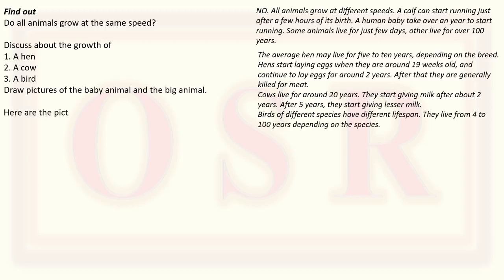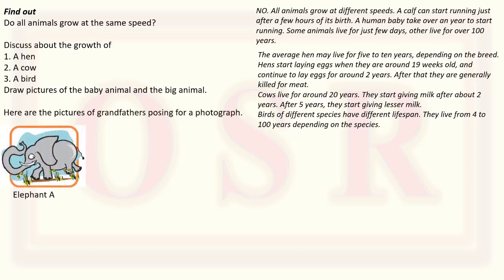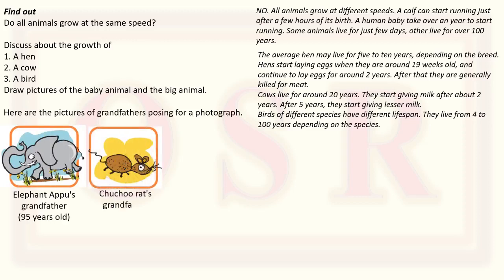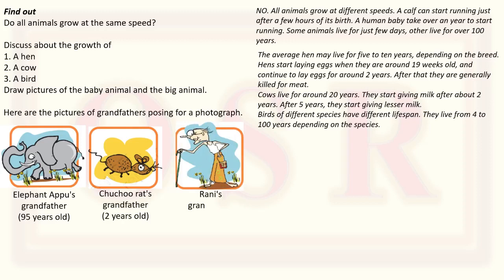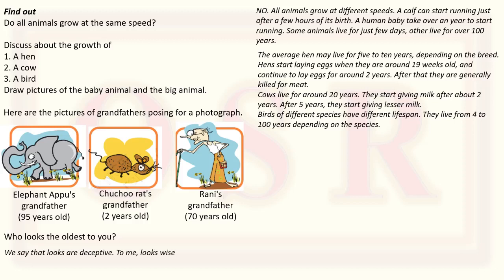Now here are the pictures of grandfathers posing for a photograph. Okay, now this is elephant Appu's grandfather, who is 95 years old. Chuchu rat's grandfather is 2 years old, and Rani's grandfather is 70 years old. Now who looks the oldest to you? Okay, we say that looks are deceptive. To me, look-wise, Rani's grandfather looks oldest, but in reality, elephant Appu's grandfather is oldest. So looks are very deceptive, guys.